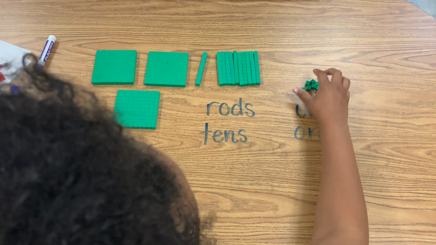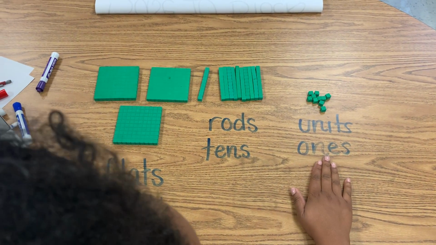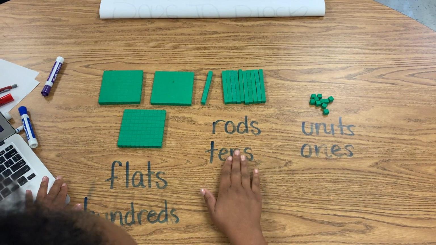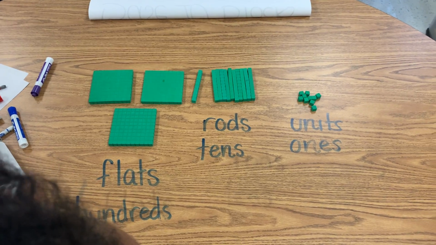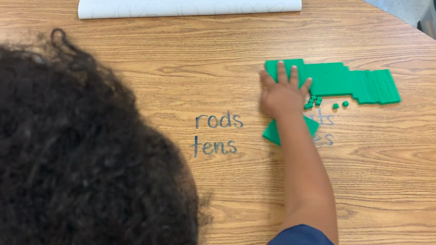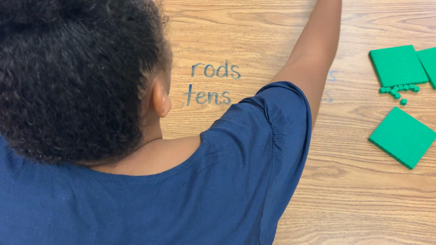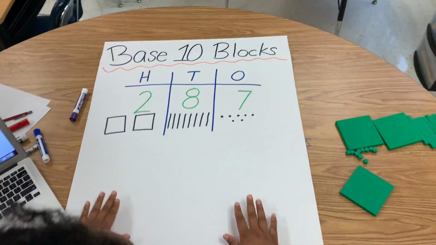So I just wanted to introduce to you, these are called units or ones, these are called rods or tens, and these are called flats or 100. I'm gonna swipe these away for a second and bring down our anchor chart.